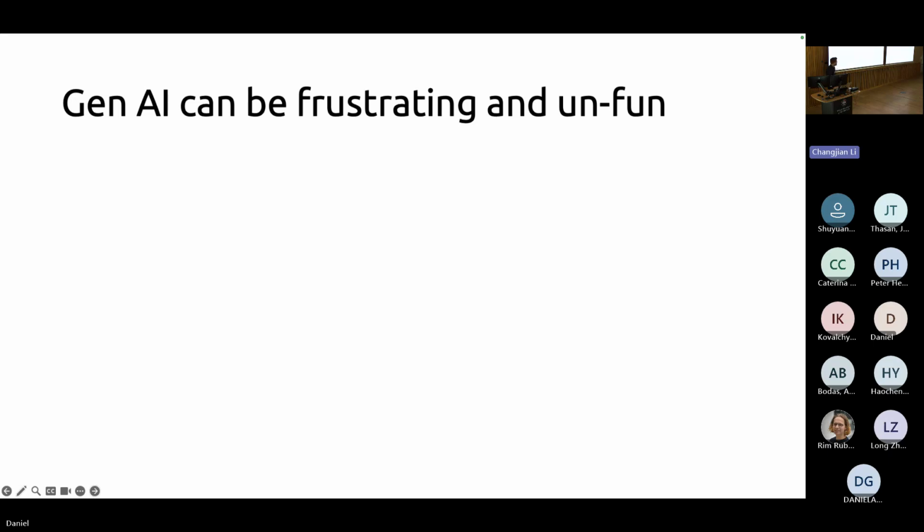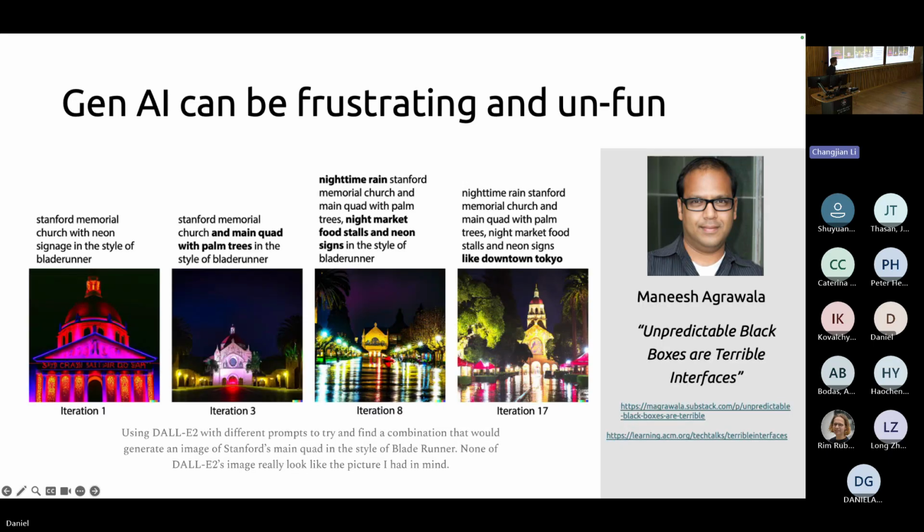Here's an example that's a couple years old now, but I still like, which is courtesy of Maneesh Agrawala, who's a professor at Stanford. He had this blog post, which turned into an ACM Tech Talk called "Unpredictable Black Boxes Are Terrible Interfaces." Very to the point title, where he details an experience of working with OpenAI's DALL-E 2 image generator.